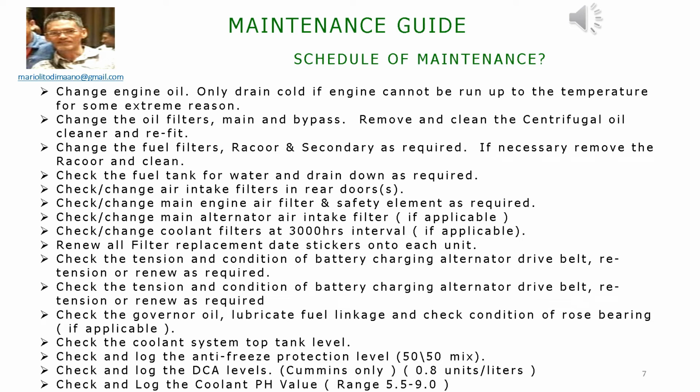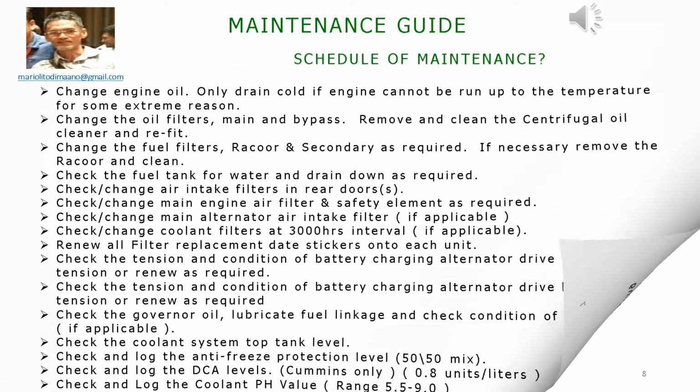12. Check the coolant system top tank level. 13. Check and log the antifreeze protection level, 50/50 mix. 14. Check and log the DCA levels. Cummins only: 0.8 units per liter. 15. Check and log the coolant pH value, range 5.5 to 9.0.